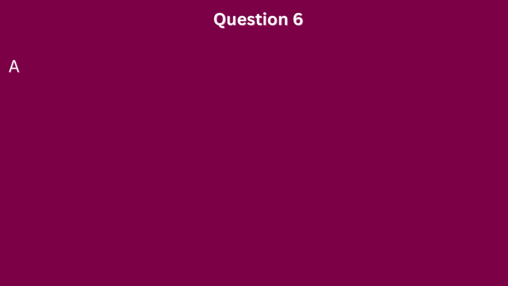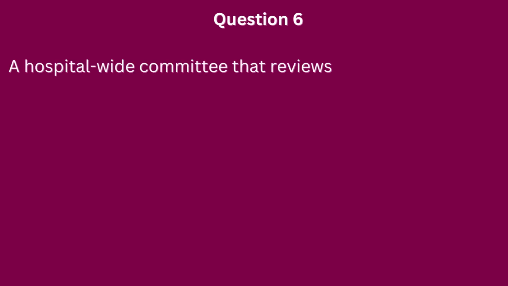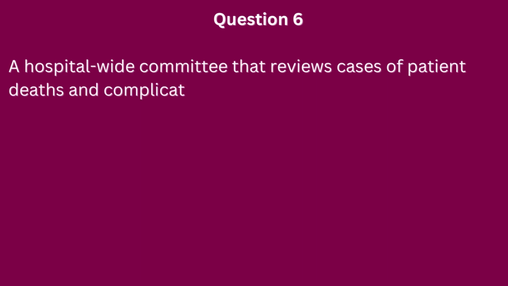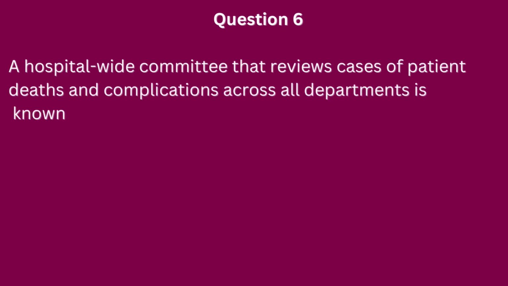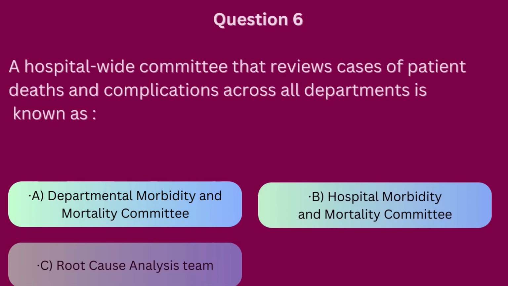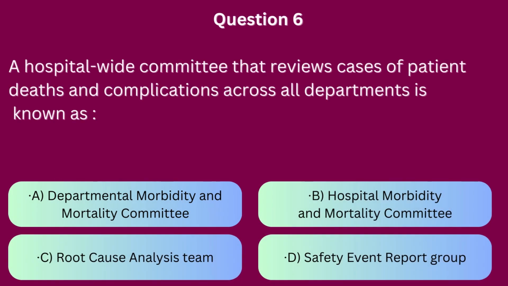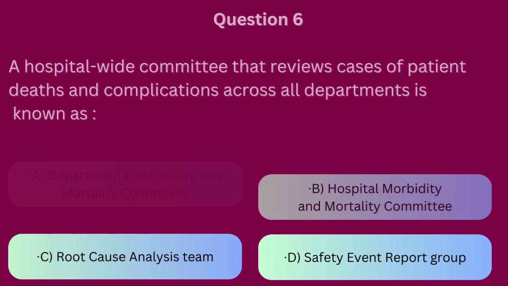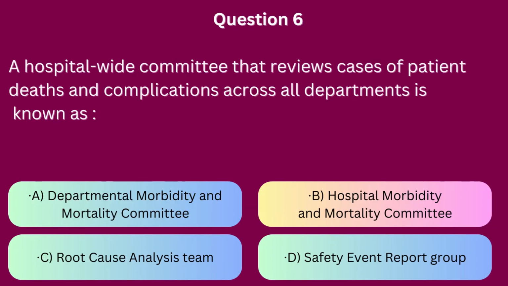Question number 6. A hospital-wide committee that reviews cases of patient deaths and complications across all departments is known as A. Departmental Mortality and Morbidity, B. Hospital Mortality and Morbidity, C. Root Cause Analysis Team, D. Safety Event Report Group. So the correct answer is B. The Hospital Mortality and Morbidity Committee is responsible for reviewing cases of mortalities and morbidities across the entire hospital.